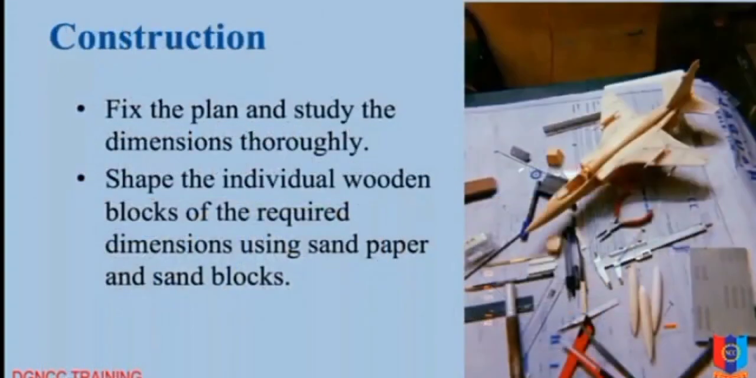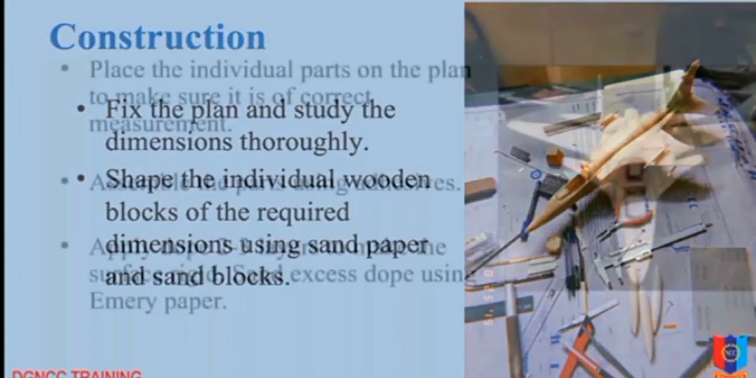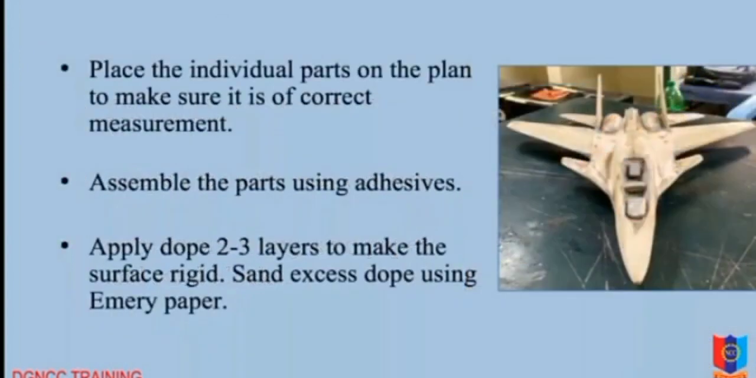Construction. Fix the plan on the table and study the dimensions thoroughly. Shape the individual wooden blocks to the required dimensions using sandpaper and sand blocks. Place the individual parts on the plan to make sure it is of correct measurement. Assemble the parts using adhesives. Apply dope 2 to 3 layers to make the surface rigid. Sand excess dope using emery paper.